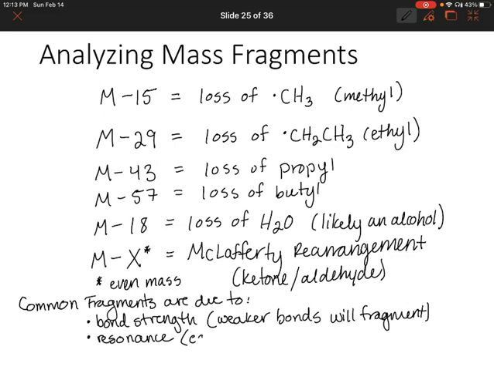So we'll call this cation stabilization, because remember, in mass spectrometry, everything is an ion. It's a cation.